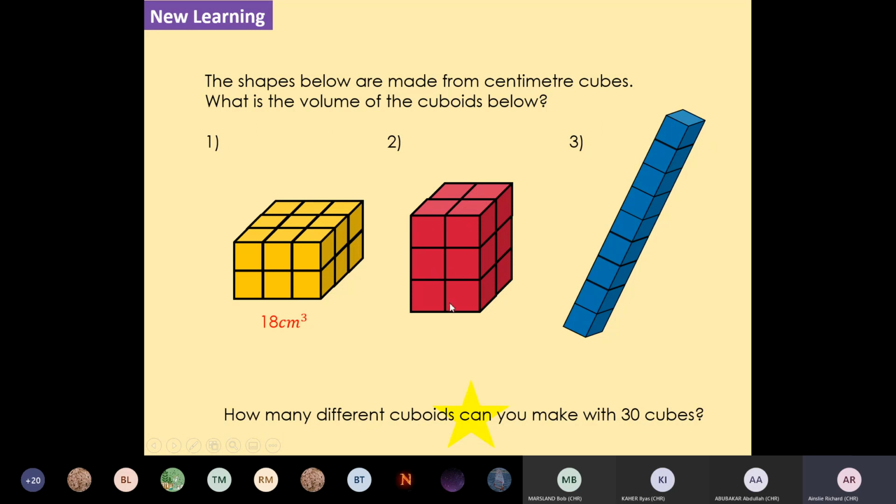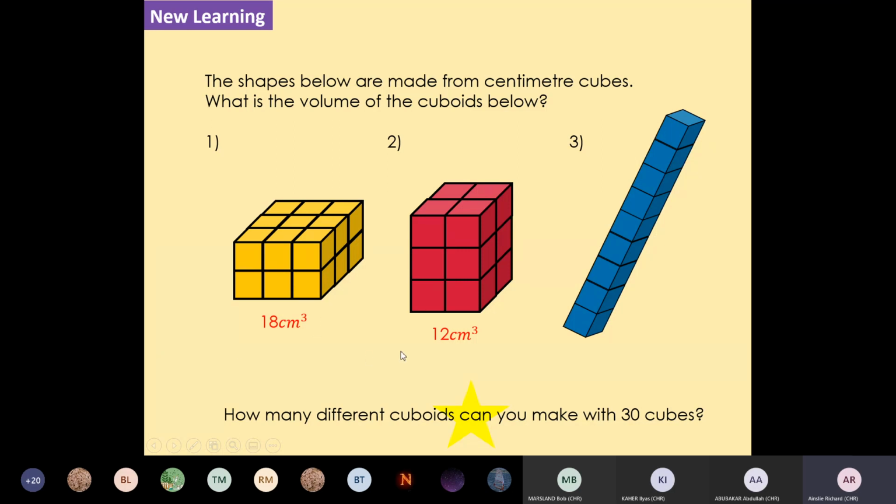Now the one in the middle, again, we've got 6 cubes at the front. 1, 2, 3, 4, 5, 6. And that front lot could be made up from 3 lots of 2. How many times is that repeated? This time it's only repeated twice. We've got 6 plus another 6, which is 12. 12 centimeters cubed.